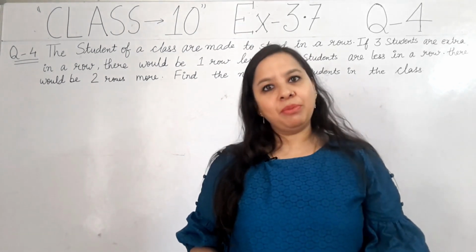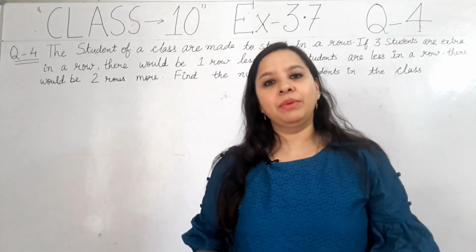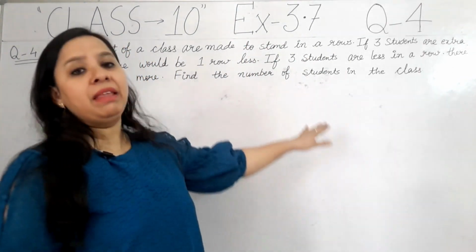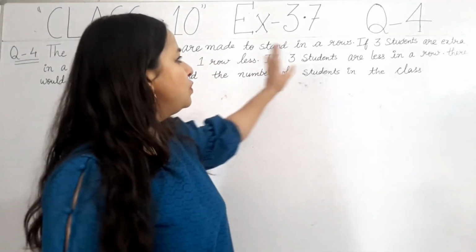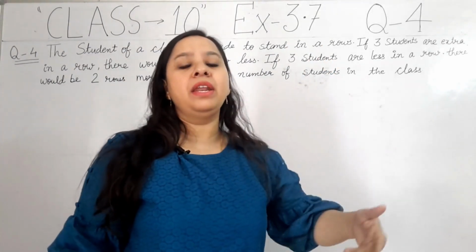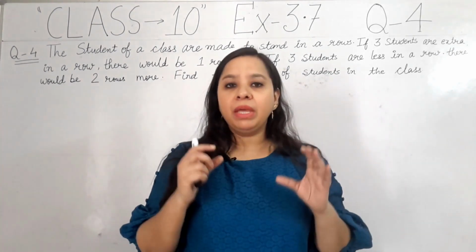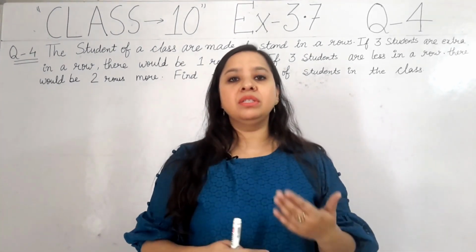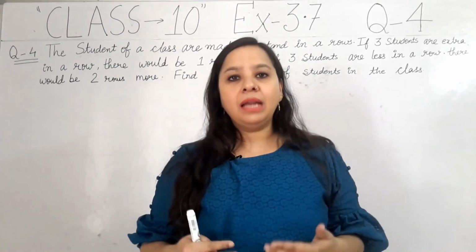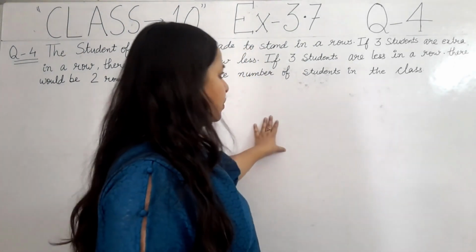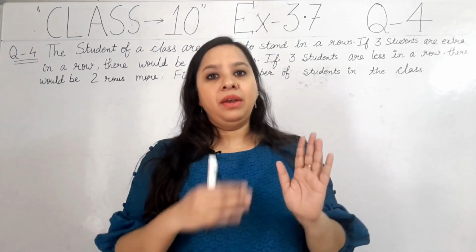आज मैं आपके साथ क्लास 10th की एक्सरसाइज 3.7 के क्वेश्चन नंबर 4 को डिस्कस करूंगी। इस क्वेश्चन में we have to find the number of students in the class, and the students are arranged in some manner, it means in some rows. So in this question we have the conditions with the number of rows and the number of students in the rows.